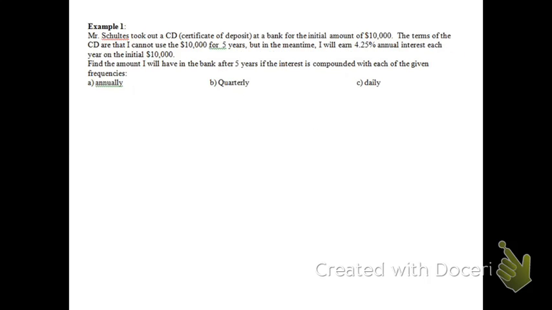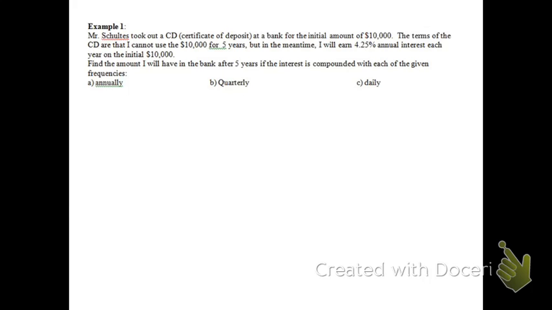In this next example, this is actually a true story. When I first got hired as a teacher, I took a CD out. It's a certificate of deposit. It's a type of investment at a bank for an initial amount of $10,000. So that's what I had available to invest.